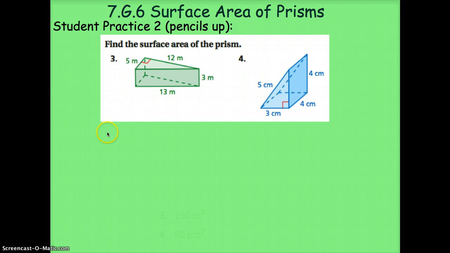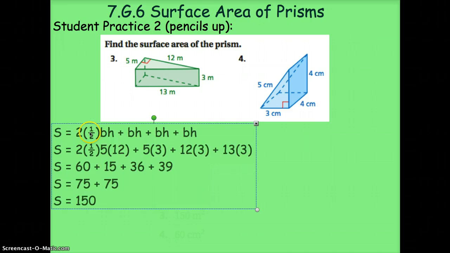Okay, welcome back. Let's take a look and see how you did. First off here, notice I have 2 times 1/2 base times height, because that's my formula for a triangle, 1/2 base times height, and I'm multiplying by 2 because I have 2 of the bases. Now each of the rectangles are a different size, which is why I had to do them each separately. I wasn't able to do the same thing for any of them.